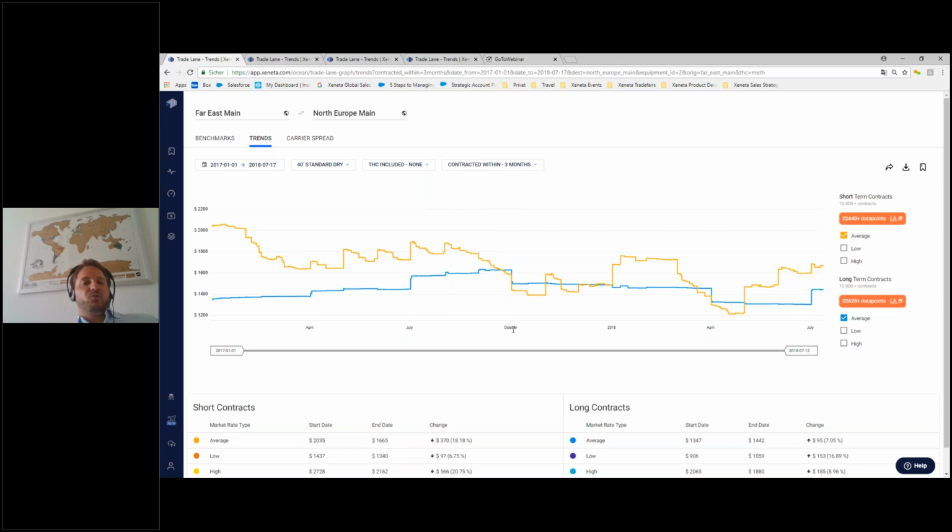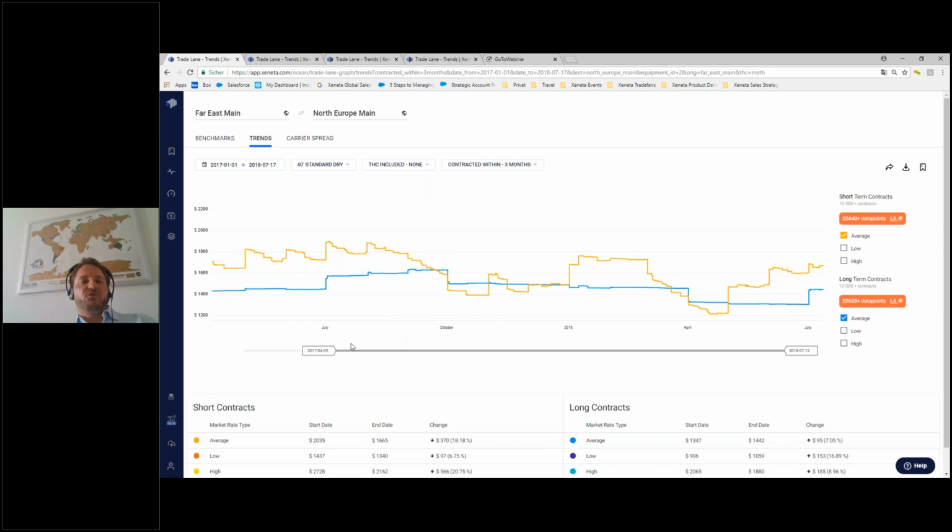And usually what we see is that this kind of corresponding trend on the short-term market is then also followed by the long-term market with a little bit of a delay, just due to the fact that, of course, the contracting of the long-term market with the tenders always takes a little bit of time with the negotiation rounds. But in general, we can really say that at the moment when the short-term market is going up, the long-term market is following, as well as the other way around.